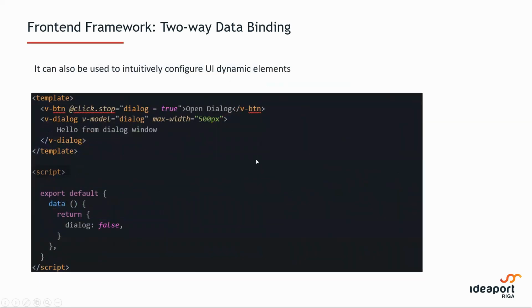Here's another example of how we can use this two-way data binding. We can declare this reactive variable that controls if we open the dialog with the user. As you can see here, it's assigned to the button click. So when we click the button, the dialog variable changes to true, and then that automatically triggers the opening of the dialog.